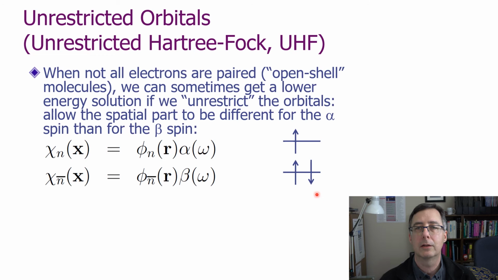So that is a thing sometimes people do. If you do, then I need to be careful, because now my beta spin orbitals do not necessarily live in the same spatial function as the alphas, and now I must keep a bar on this one, because this phi n bar may not be the same as this phi n. That's the point.